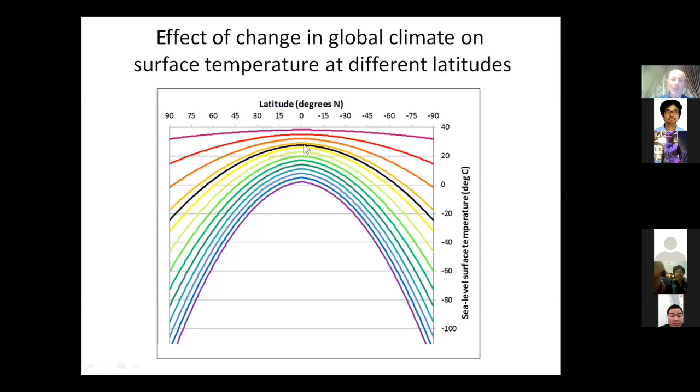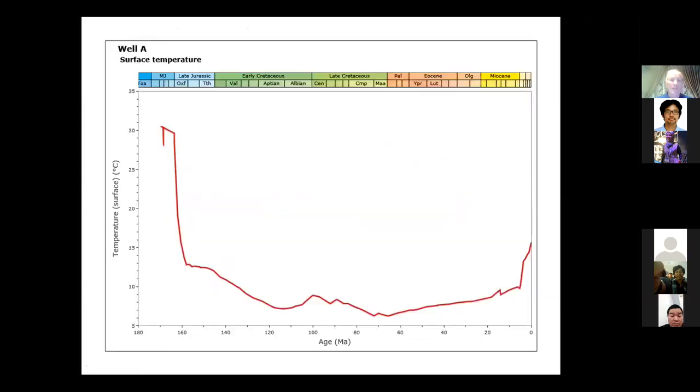The black parabola is a representation of the modern world. The red colors are when global climate was higher than it is now. And you can see the difference between the equator and the pole is very small in the really hot climates. Whereas if the world cools, it moves to much, much greater differences. So we have to include that in our thinking about paleoclimate.